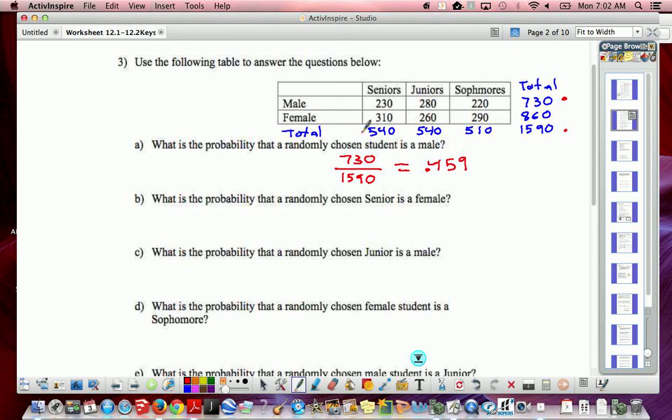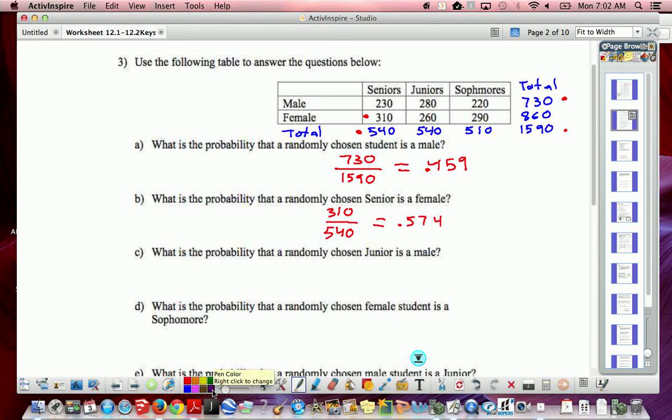B says, what is the probability that a randomly chosen senior is female? So if we look at our seniors, total of 540 seniors, 310 of those are females. So 310 divided by 540 is 0.574.